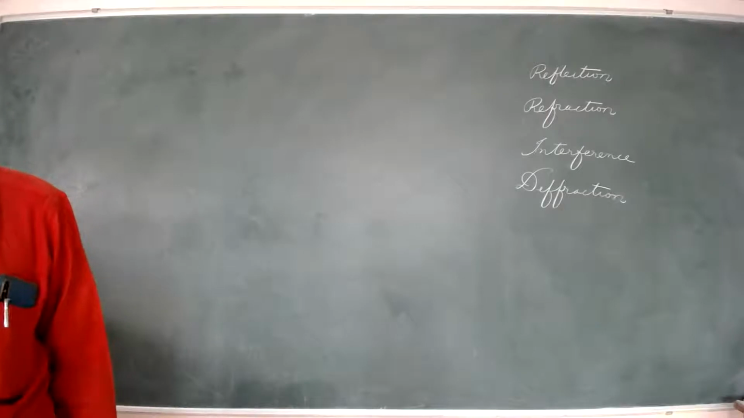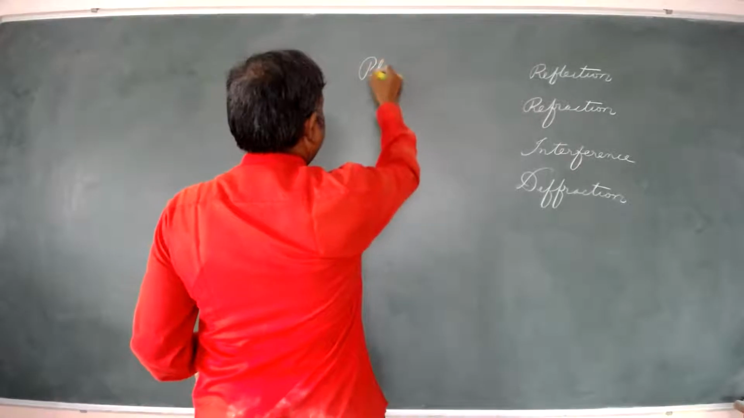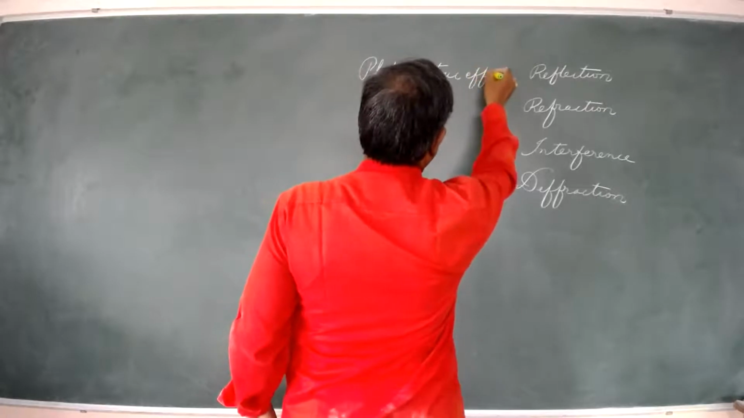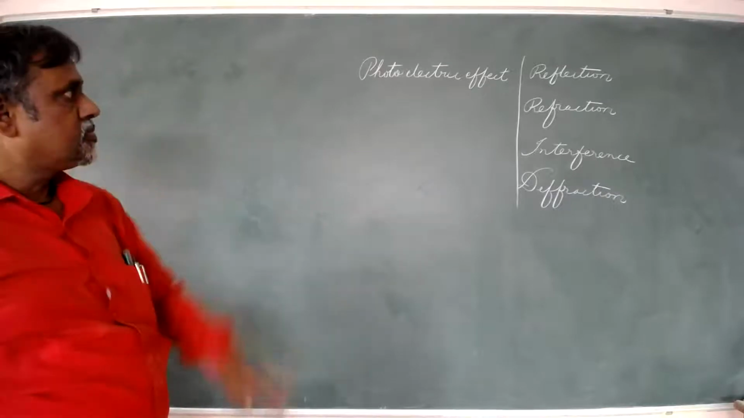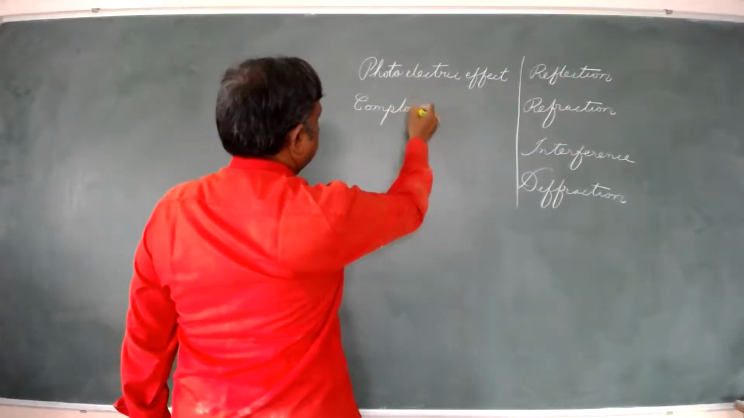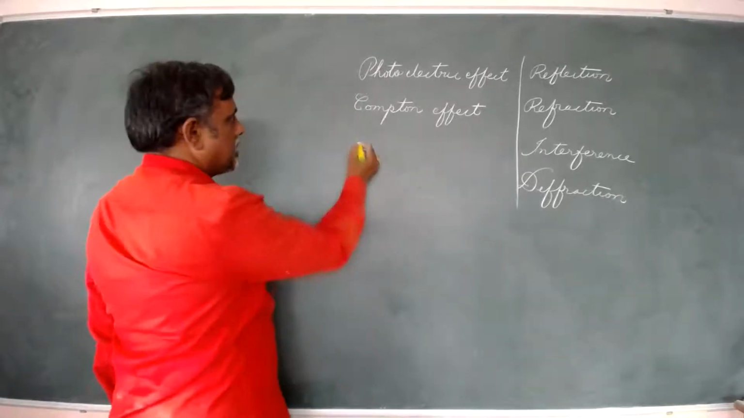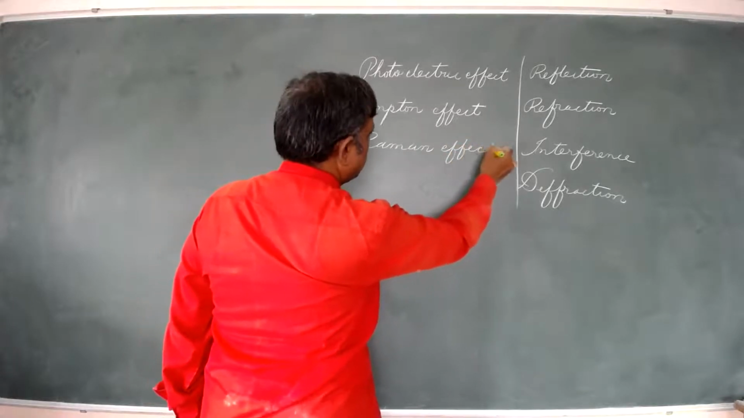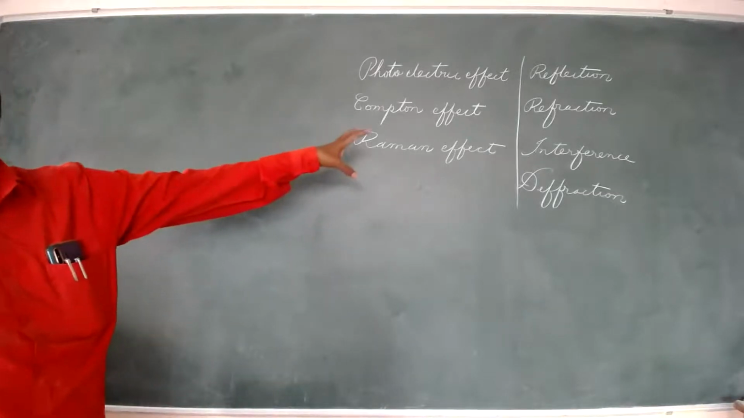Polarization. But the point is, not only polarization, the remaining concepts are also there. Just like the photoelectric effect. The photoelectric effect is one effect which was not explained by Huygens wave theory. Okay, next, the Compton effect. Next, the Raman effect. Understood? So these effects.